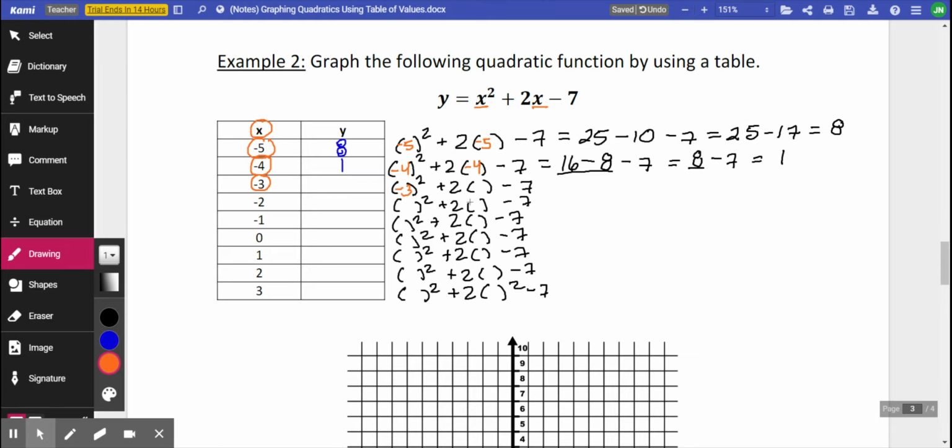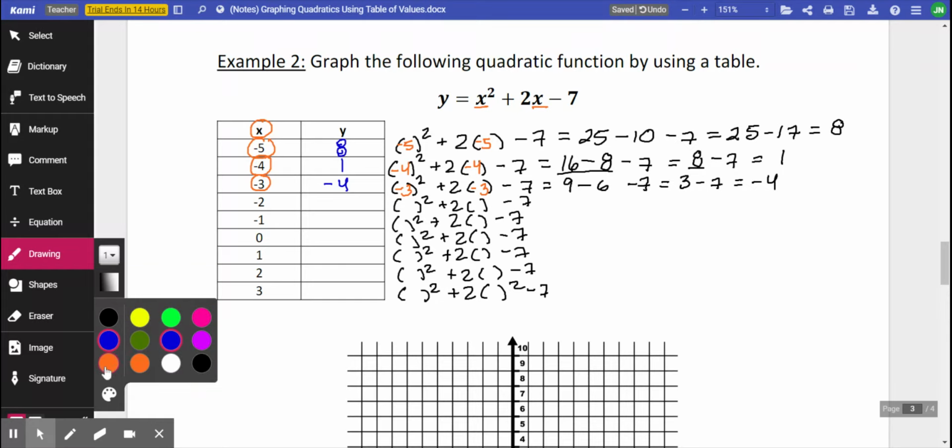So -3, plug that in. Trying to figure out, okay, what is -3 squared? 3 times 3 is equal to 9, so that'll be 9. 2 times 3 is 6, and that's a -3, so it'll be -6 in the middle, and then minus 7. 9 minus 6 will give me a total of 3, and then we have to subtract 7. 3 minus 7 will give me -4. So my next answer is the value of -4.